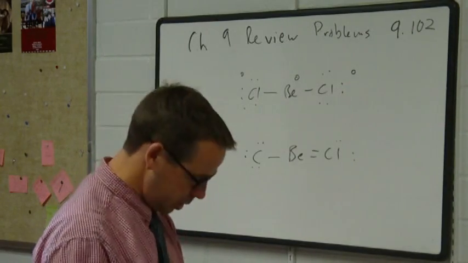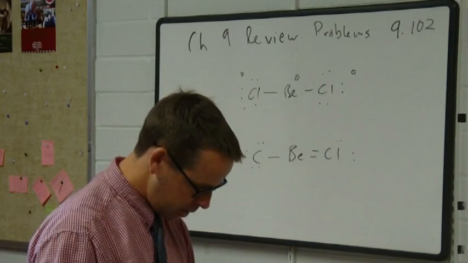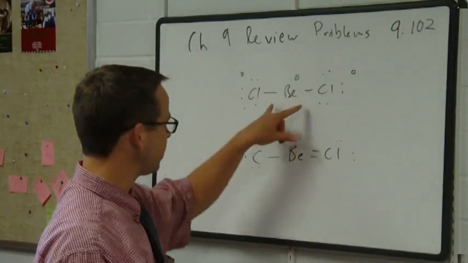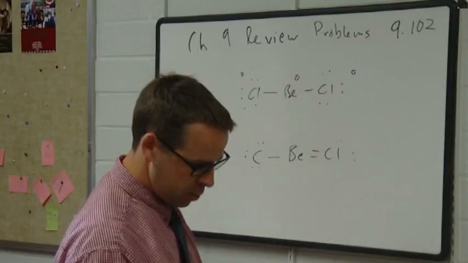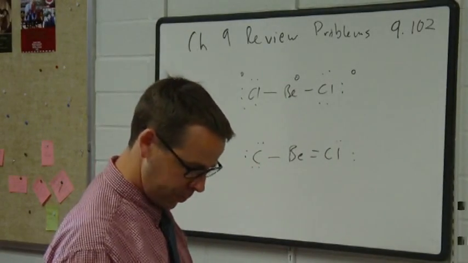And also, beryllium is the kind of compound where group 2 atoms normally only have 2 bonds to them. All right, so because beryllium is a group 2 atom, it only wants to have 2 bonds to it.